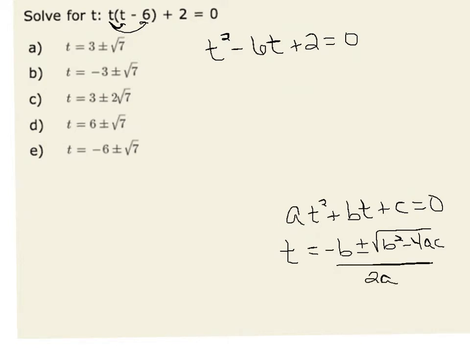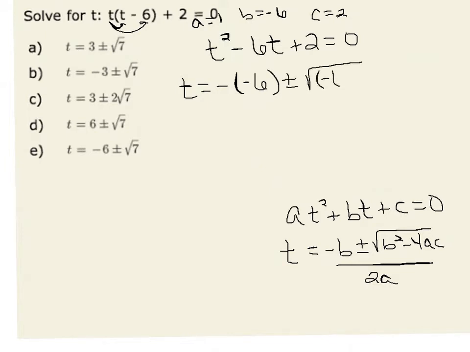In our case, we have a is equal to 1, b is equal to a negative 6, and c is equal to 2. So in order to solve for our quadratic equation, we would have t is equal to the opposite of b, which is a negative 6, plus or minus the square root of b squared, which is negative 6 squared, minus 4 times a times c, all over 2 times a.